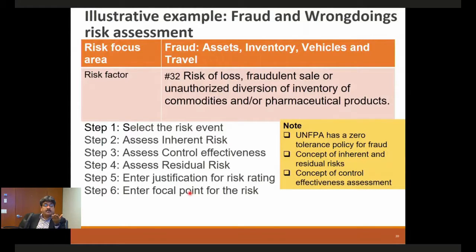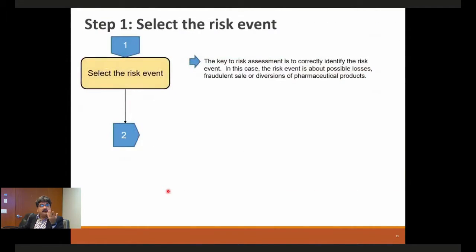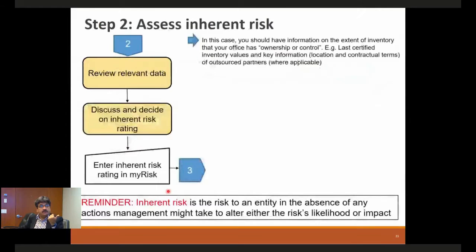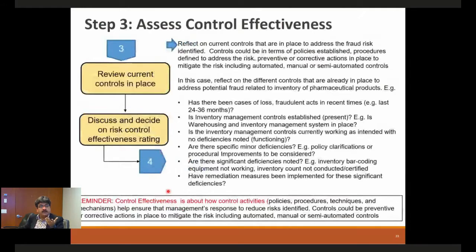These are the different steps, which were the same as last year. The only new step which we have added is the entry of the focal point. And then, the same way, you first select the risk event, then you decide the inherent rating of the event, then you review the data and see what controls you already have in the office, to make sure that this inherent risk is high, but it is not high when it comes to residual risk.